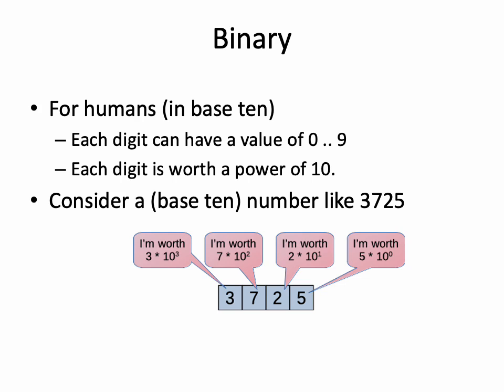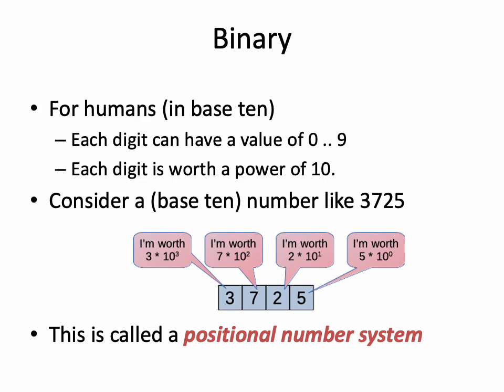We have a sense of what this number means and how big it is. This kind of numbering system, where it goes for us from right to left, from the least significant to the most significant digits, is called a positional number system.